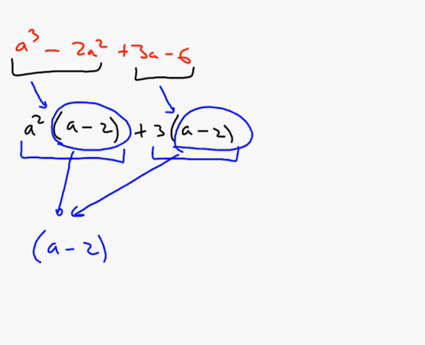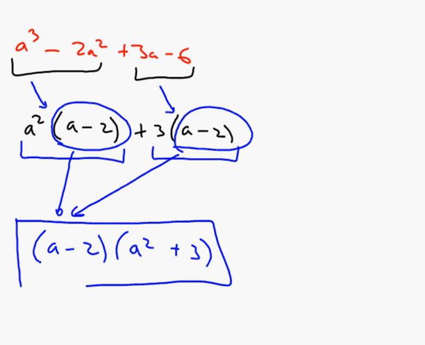Okay. Then you ask yourself, what do I have to multiply a minus 2 by to get a squared times a minus 2? Well, I have to multiply by a squared. And then what would I have to multiply a minus 2 by to get 3 times a minus 2? Well, plus 3. And there you go. That's it. That's your answer.